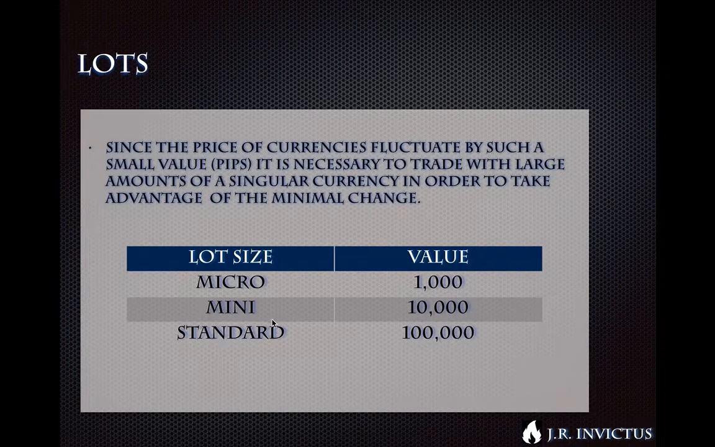So again, standard lot equals 1.0, it's 100,000 units. Mini lot, 0.10, 10,000 units. Micro lot, 0.01, 1,000 units, okay? That's very important, guys.